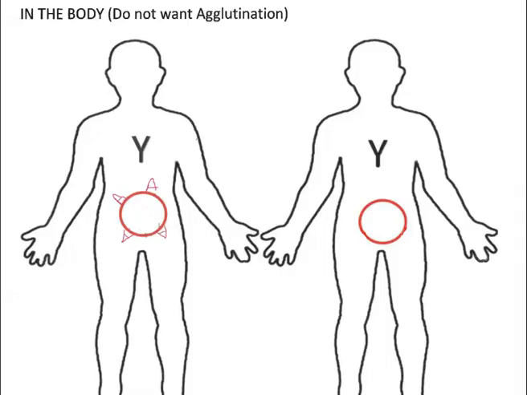If they have A antigens stuck to the red blood cells, what would be their naturally occurring antibodies in the body? It would have to be B antibodies. And where do we find the B antibodies? They're found in the plasma.